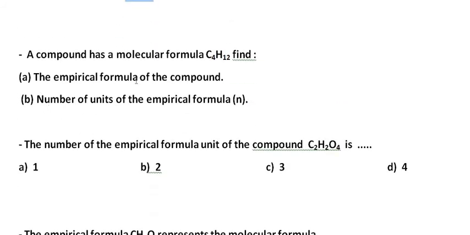A compound has molecular formula C4H12. Find its empirical formula. Look for the greatest common factor, which here is 4. Dividing by 4 you get CH3. So the answer here is CH3. The number of units of empirical formula n is 4, because you divided over 4. So n is the number of empirical formula units, which is 4.